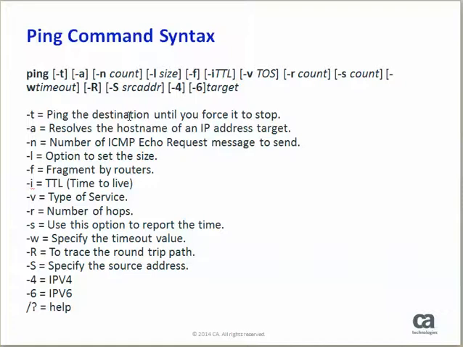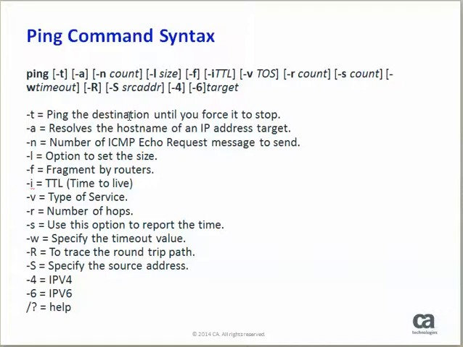-l: use this option to set the size in bytes of the echo request packet, from let's say 32 to 65,527. 32 is the default and 65,527 is the maximum limit.